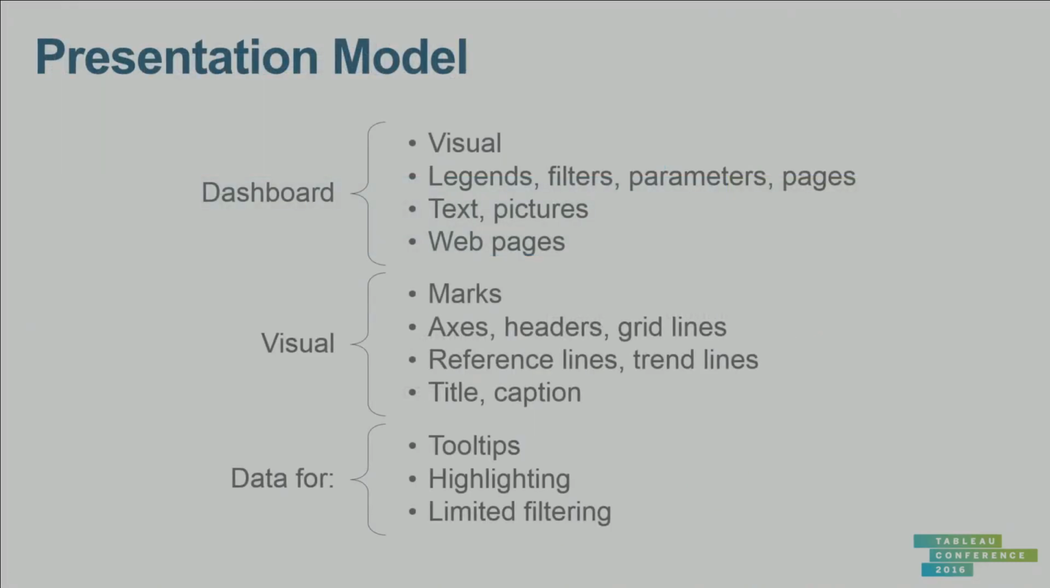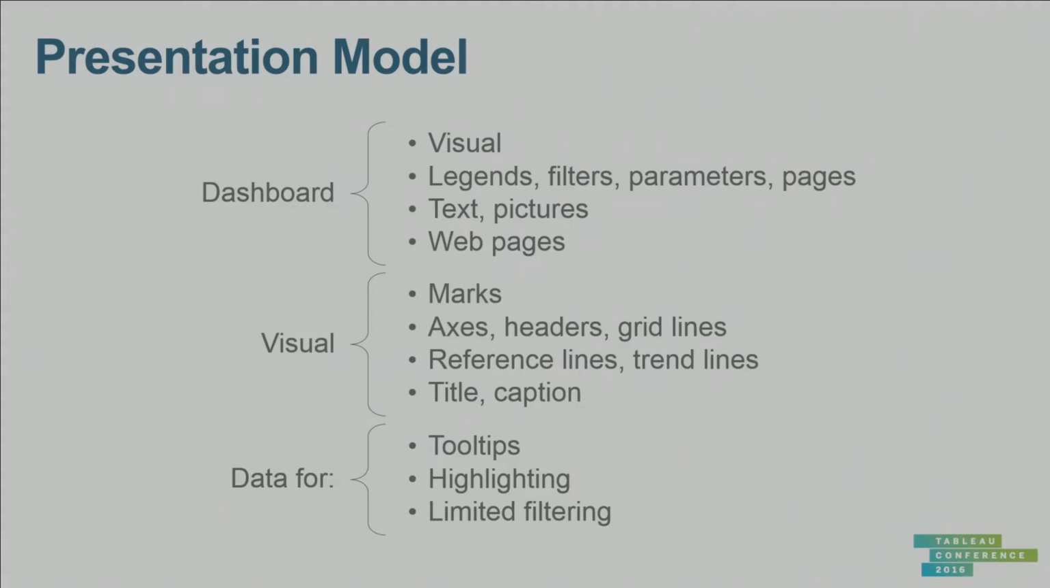What goes into a presentation model? A lot of it would be what you would expect. That first chunk, for a dashboard, those are the different objects you can put in a dashboard: visuals, worksheets, legends, filters, parameter controls, the different kinds of UI, information about the text and pictures and web pages you have embedded in your dashboard. Within each visual, a single viz, it's broken down into all the marks that go up there. Information about the axes and headers and grid lines, all the other stuff that goes along with the viz. Reference lines and trend lines and annotations, titles and captions.